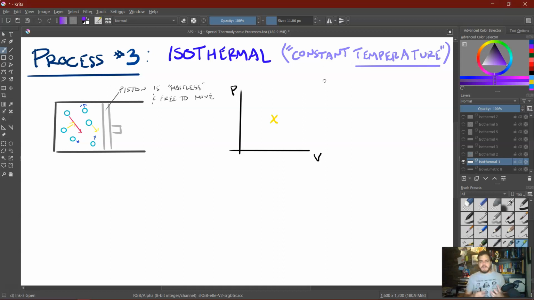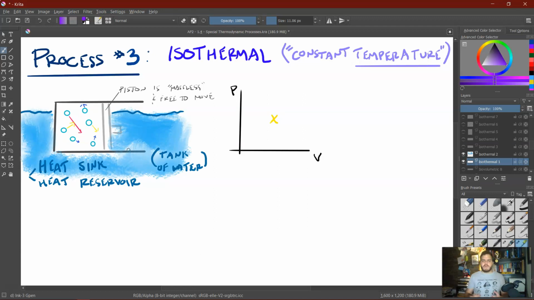Well, how exactly can we do a process that is constant temperature? So once again, I have my piston. The head of the piston is massless and free to move, so it can go back and forth naturally. And what I'm going to do is stick this entire piston in what is known as a heat sink or a heat reservoir. Now, that sounds very fancy. What that really means is I stick the piston essentially in a tank of water.